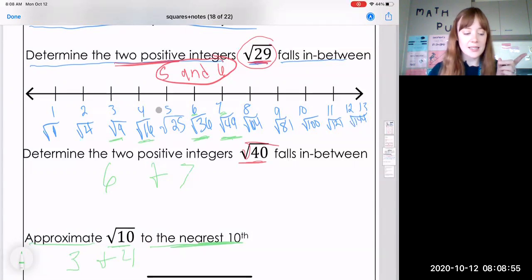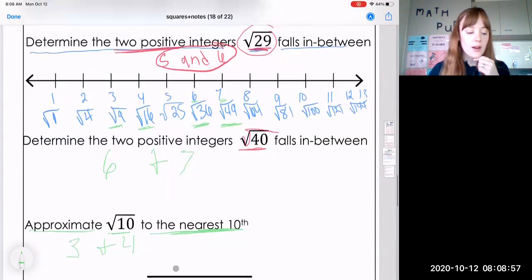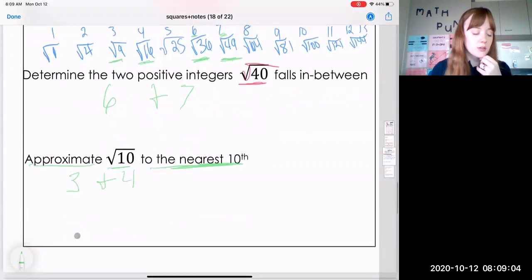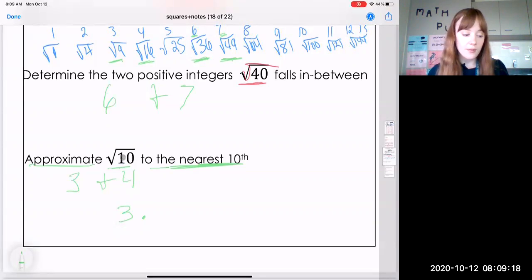But that's not what they're asking. They want to know an approximation, like a decimal. So the way we would do that is you always pick the smaller number first, and that's going to be the start of your decimal number. Then you decide if your 10th after the decimal is going to be high or low. It'll be low if the square root number is closer to this perfect square, and it will be high if it's closer to this perfect square.